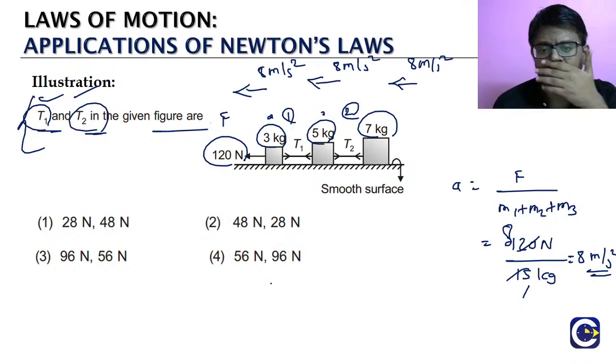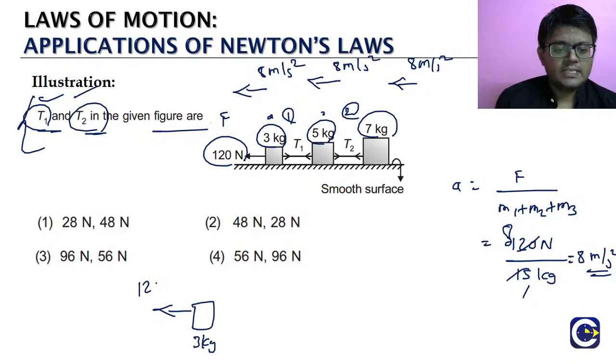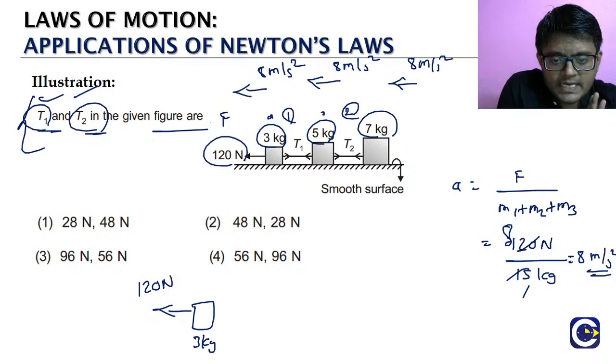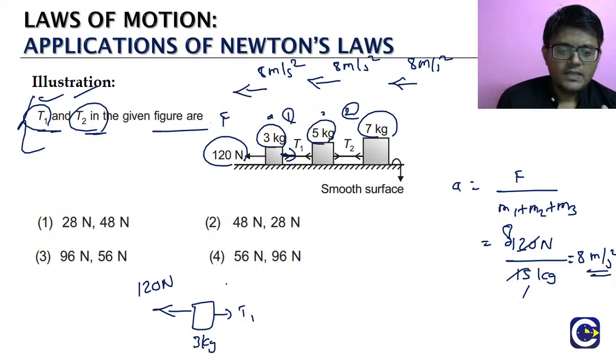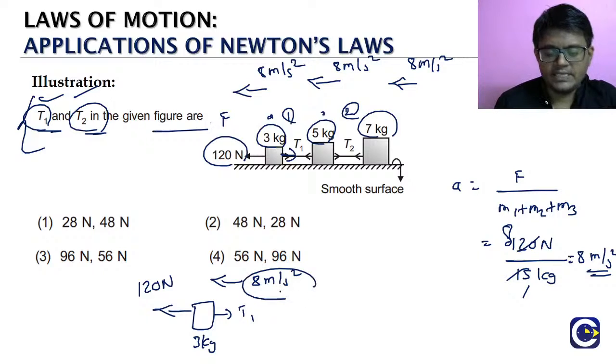So what we do is start with the free body diagram approach. First, look at only the 3 kg block. What forces act on the 3 kg block in the horizontal direction? On the left side there is 120 newtons, and there is a tension T1 acting towards the right side. Because of these two forces it is moving towards the left side with an acceleration of 8 meters per second square.